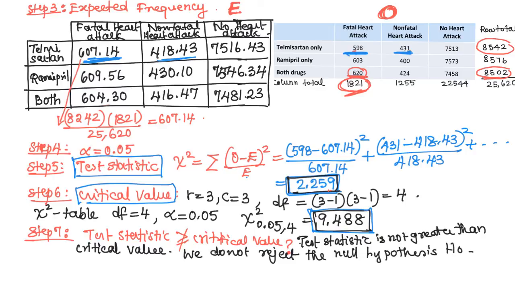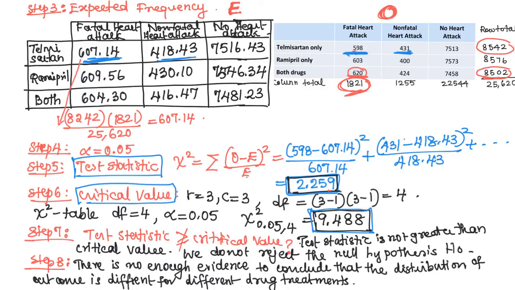So now we can conclude. So step 8, we can conclude with a statement. There is not enough evidence to conclude that the distribution of outcome is different for different drug treatments. Distribution of outcomes may be same for all drug treatments. The interpretation of the test of homogeneity: if we reject the null hypothesis, we conclude that the distributions are not all the same, but we cannot tell which ones are different.